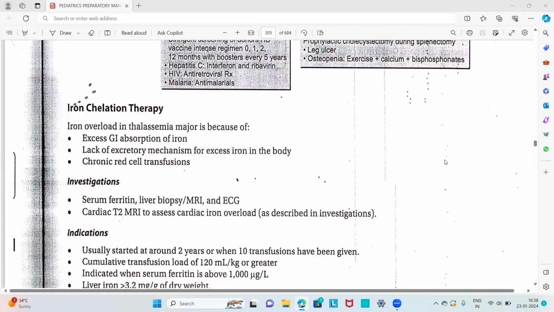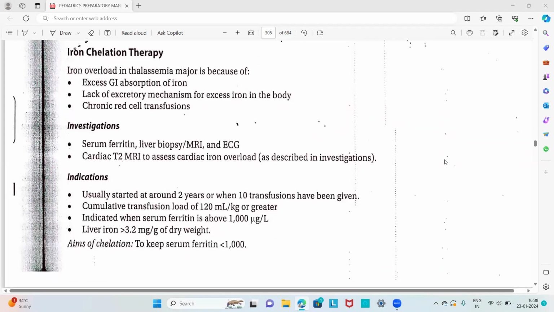So that is all regarding the thalassemia. Then we have a short note regarding the iron chelation therapy. That is also asked as a short note in our university exam. The iron chelation therapy.